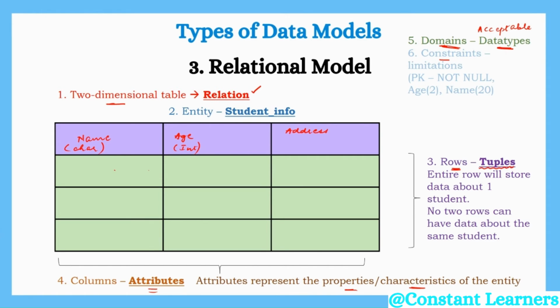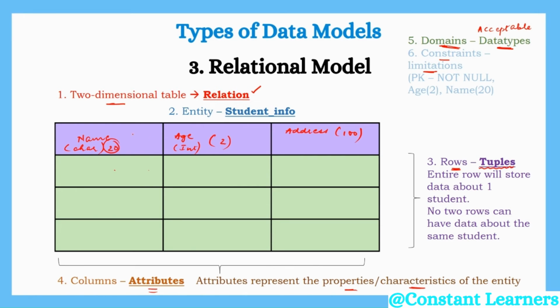Then constraints are the limitations. Constraints are the limitations that we impose on each of these attributes or columns. What kind of limitations? Like this is the name, right? So we can impose that name cannot have more than 20 characters. Address, we can declare that address could be 100 characters long. Now age, the age of a student is not going to be more than 2 integers. It's going to be a 2-digit number. So we can declare that the length of the age column is only going to be 2 integers. So this is nothing but the limitation.